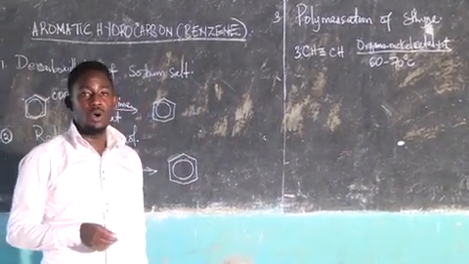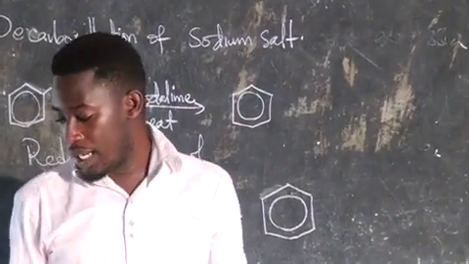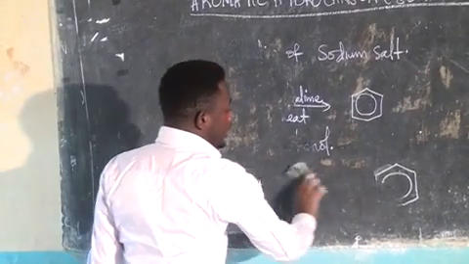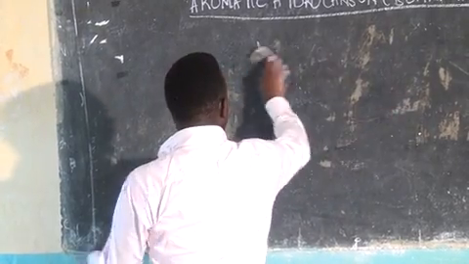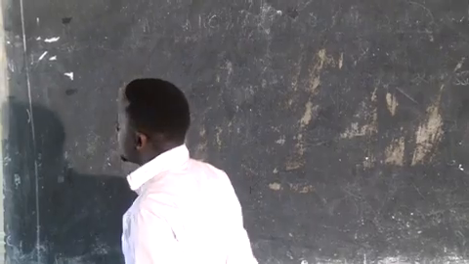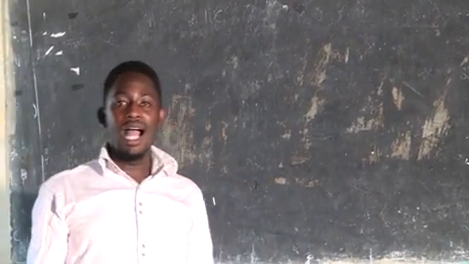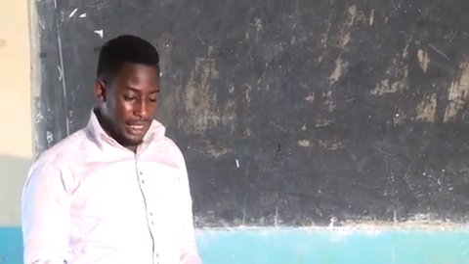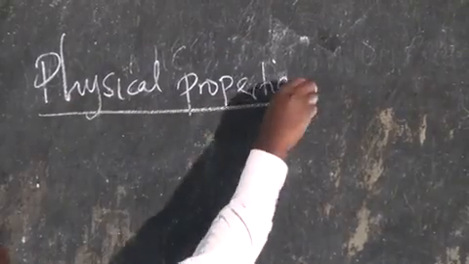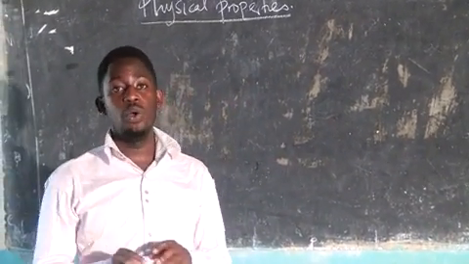Now I want to look at the physical and the chemical properties of benzene. Of course, when you look at the physical properties, we are more interested in the properties that are actually physical about benzene. Properties such as the melting point, the boiling point, the color, the smell, the solubility and density, etc. So benzene is actually colorless. However, it has a characteristic smell. We are going to call it aromatic smell.